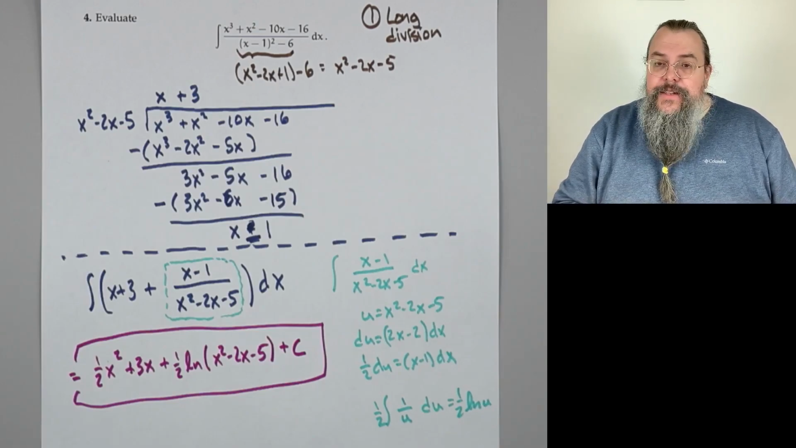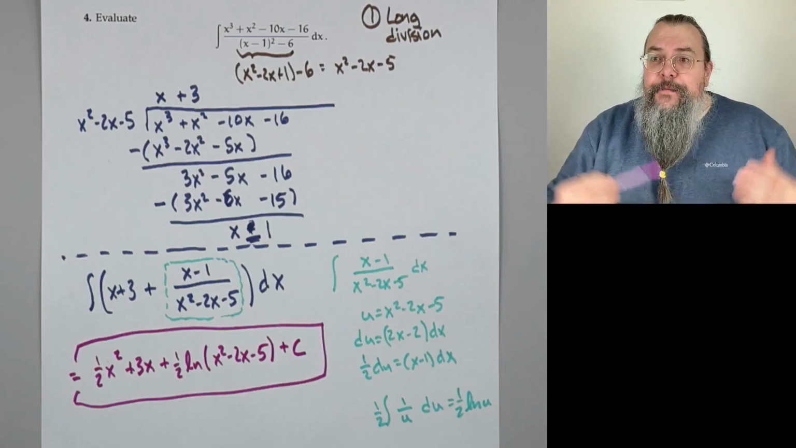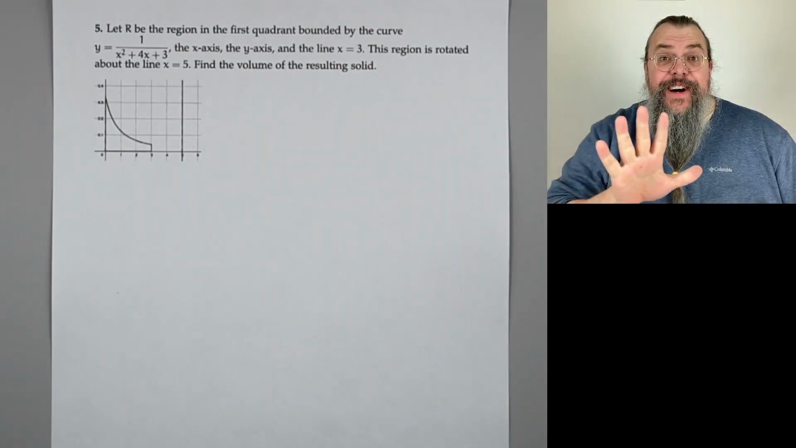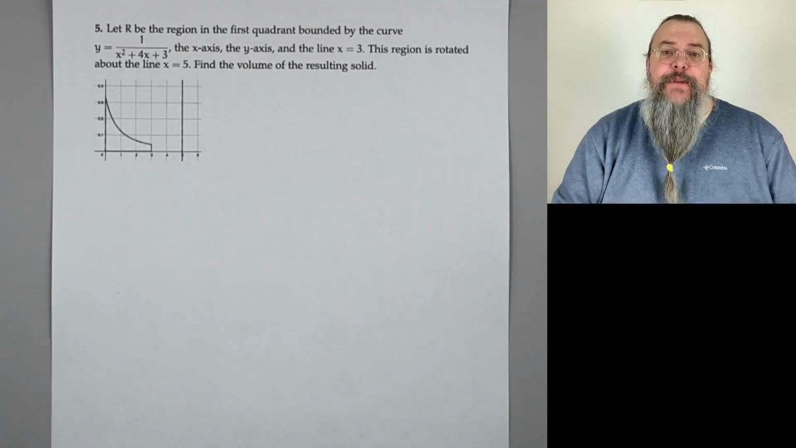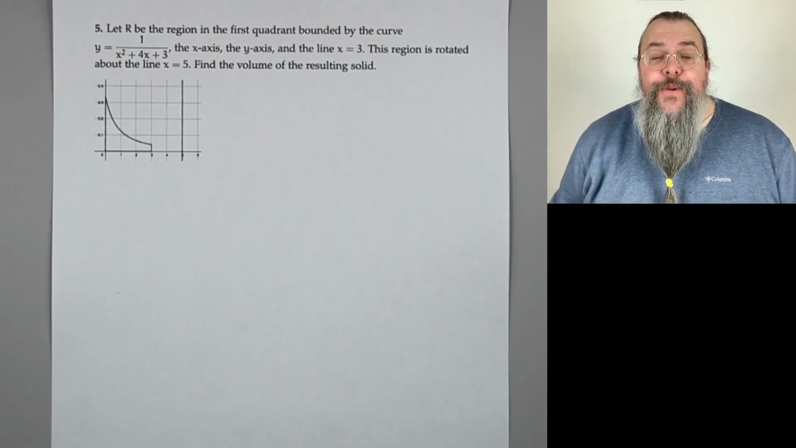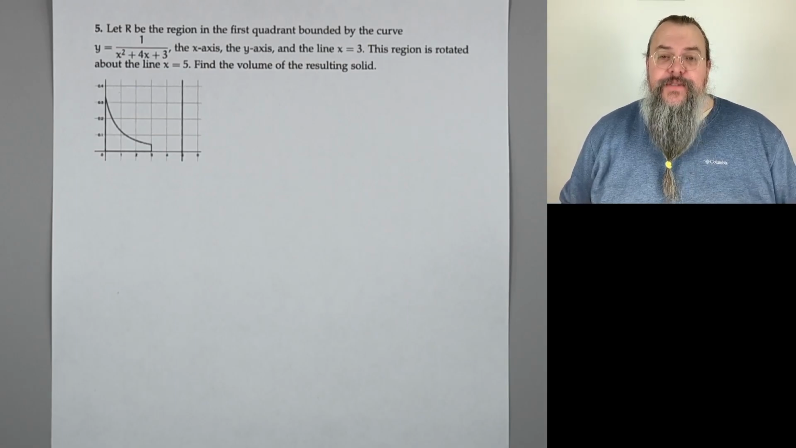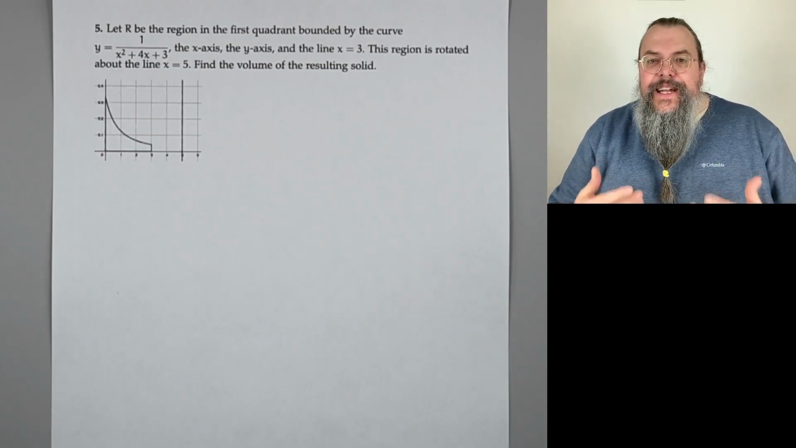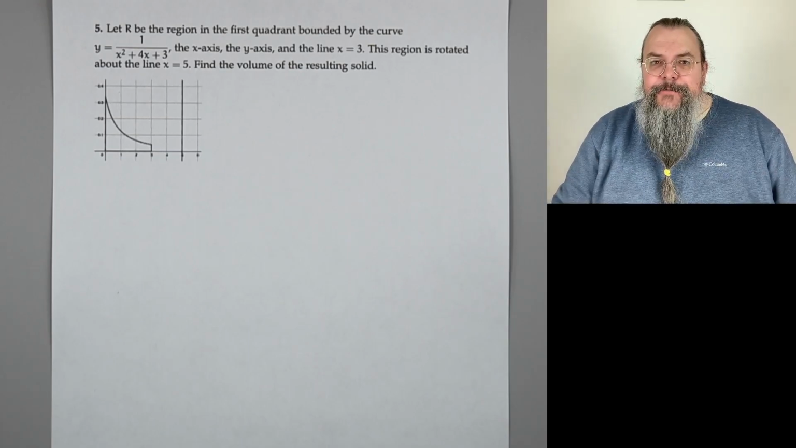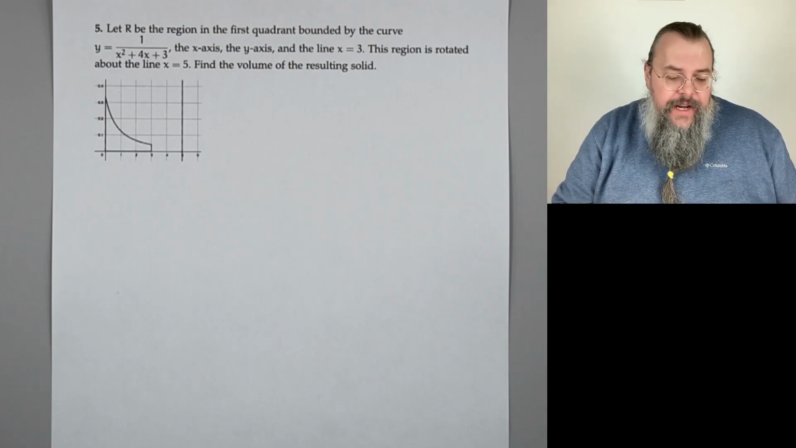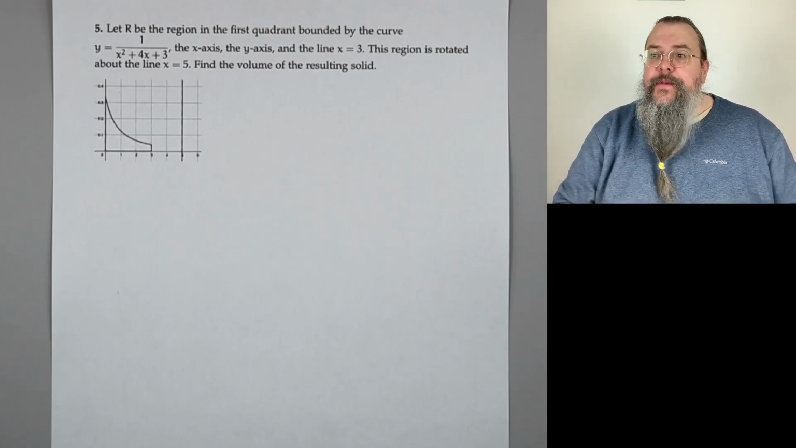All right, well that's, oh wow, number 4 is done. We're over halfway. We're doing great. Number 5, all right. Let R be the region in the first quadrant bounded by the curve y equals 1 over x squared plus 4x plus 3, the x-axis, the y-axis, and the line x equals 3. And this region is rotated about the line x equals 5. Find the volume of the resulting solid.